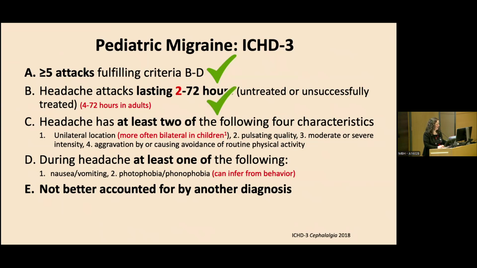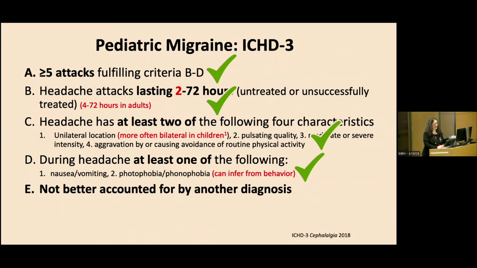So that's definitely met. The attacks are lasting for the needed duration of time. So 4 to 24 hours for her, but could be even shorter potentially. She's got bilateral headache, which is fine for her age group. It's got a throbbing quality, which is the same as pulsating, moderate or severe intensity. She's checking more than 2 out of 4 of these. And she's got photophobia and phonophobia.